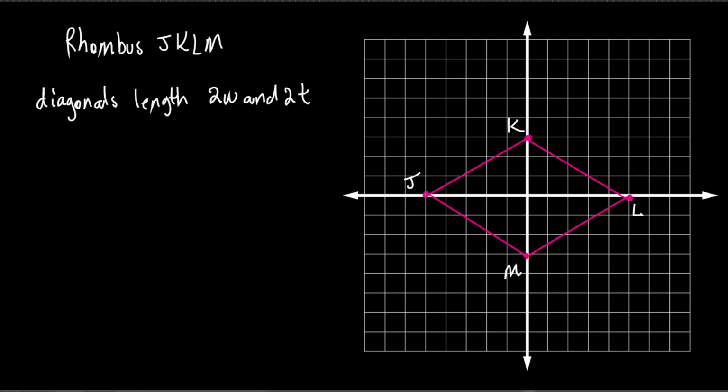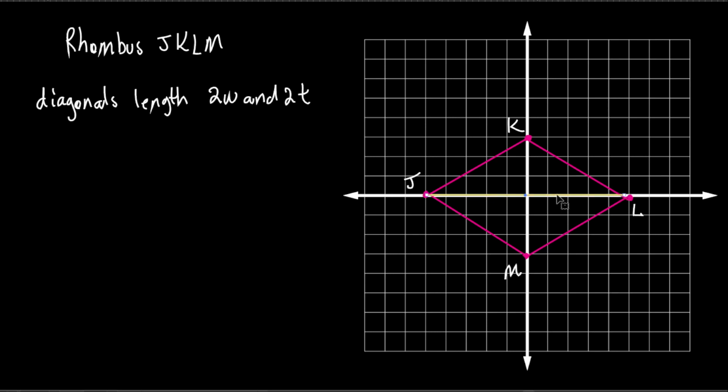Well, let's take a look. I'm going to go different color here. The diagonals have a length of 2W and 2T. Well, here's our rhombus. Where are the diagonals? Well, JL is a diagonal, isn't it? No, wait, is it? Yes, it is. Sure it is. That's a diagonal.